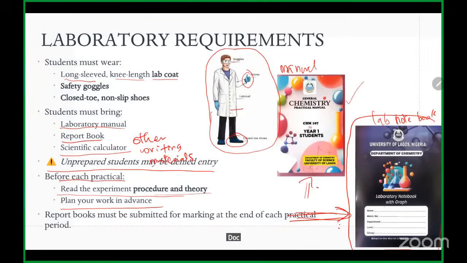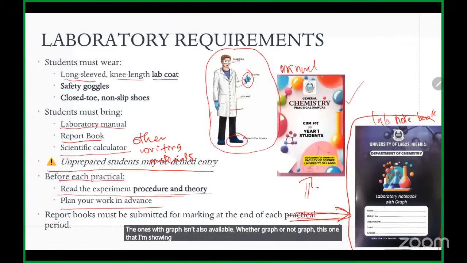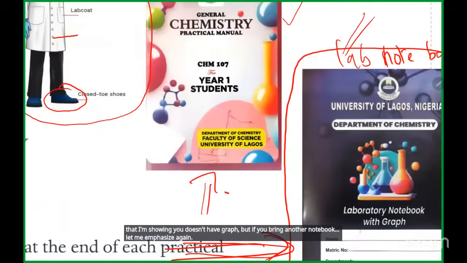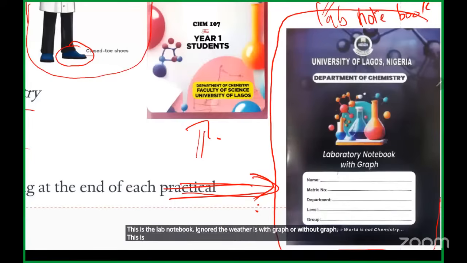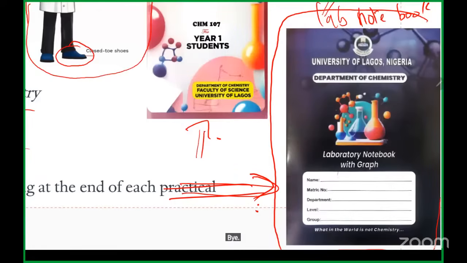Before you bombard me with many more questions, let me see. The ones with graph aren't available either. Whether graph or no graph, the one I'm showing you doesn't have graph, but if you bring another notebook, let me emphasize again, this is the lab notebook. Ignore whether it is with graph or without graph. This is the lab notebook that you have been told to buy for CHM 107.